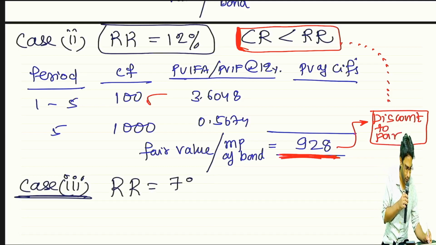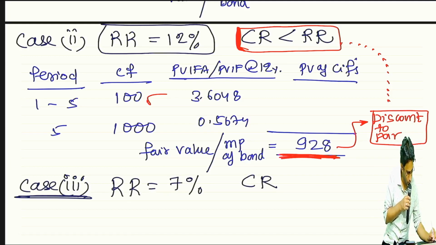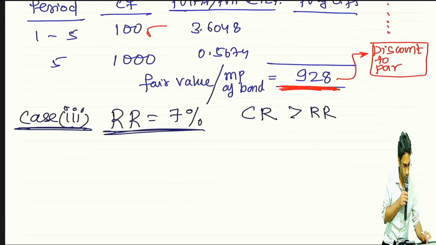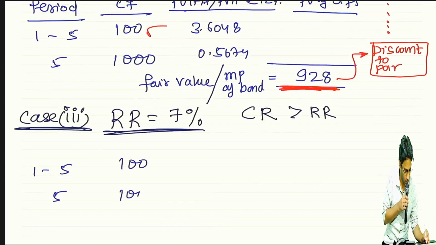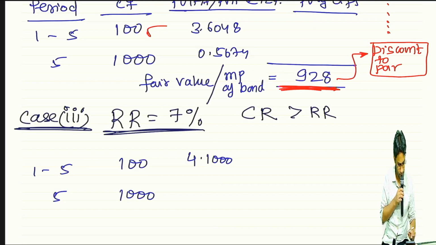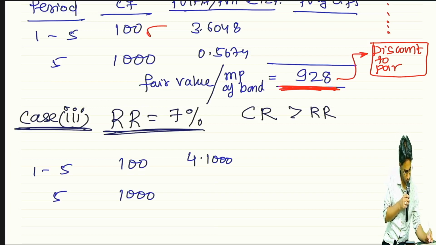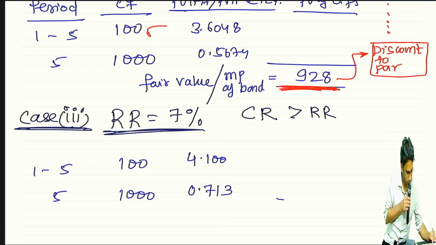In the third case, I took required return of 7%, I guess. In this case, the coupon rate is more than your required return. If you try the valuation of the bond, coupon 100 for 5 years and 1000 at maturity. How much is the annuity factor? 1.07 to the power 1, 2, 3, 4, 5. 0.7129, and 713. I'll leave it. Final answer you tell me.